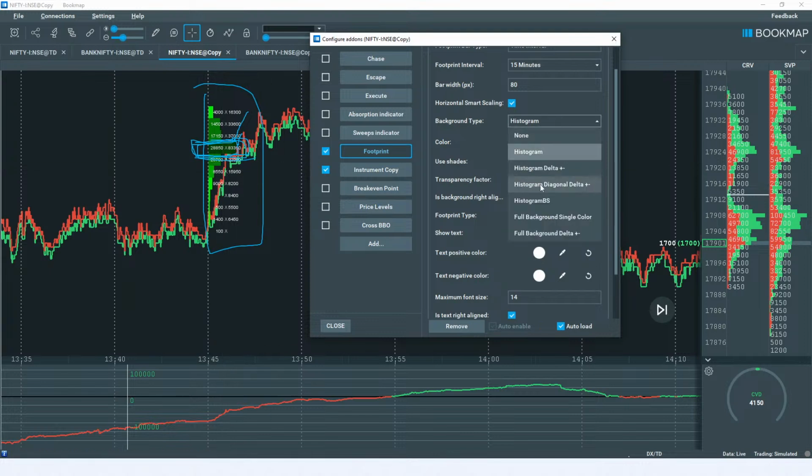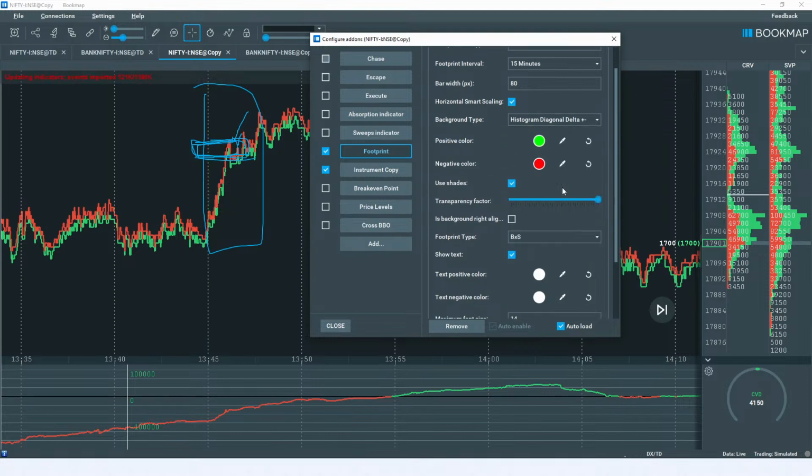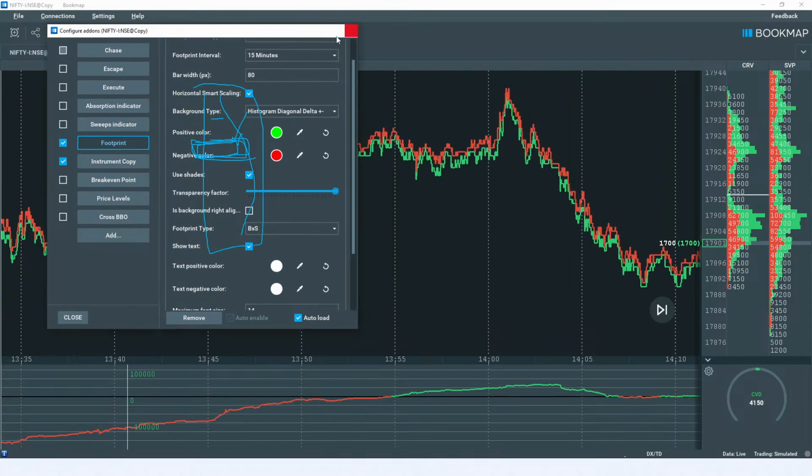Another thing you can do is histogram diagonal delta plus and minus. It is also an indication where we can compare the buy and sell orders diagonally. Earlier the chart was only showing a volume profile, but now it is showing the red charts as well. Let me show you another chart and how it looks.